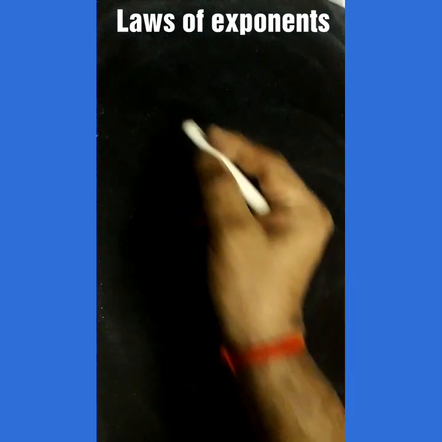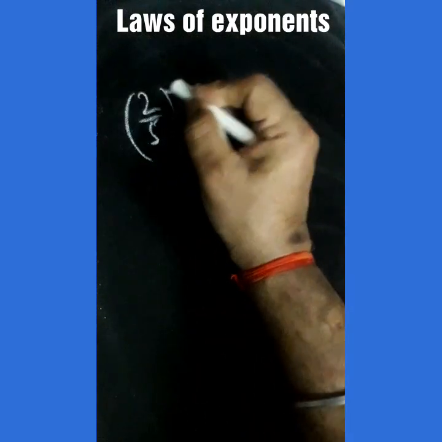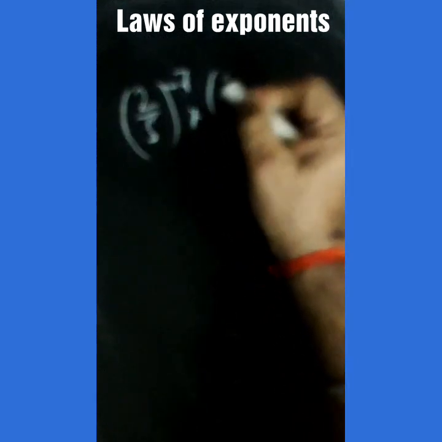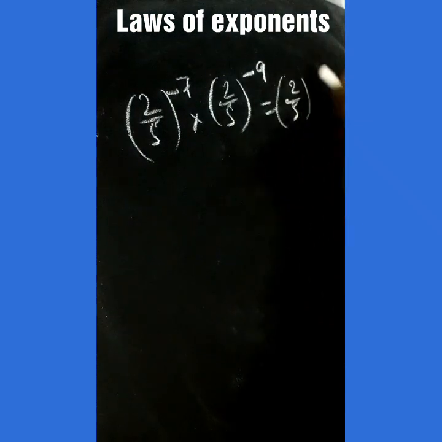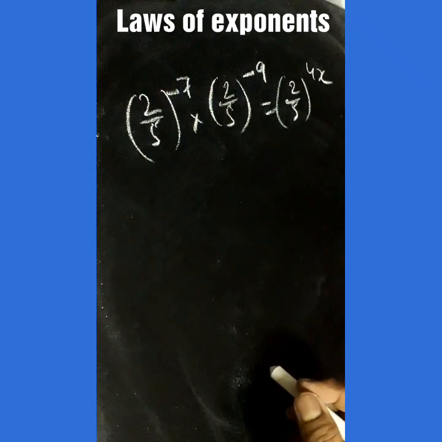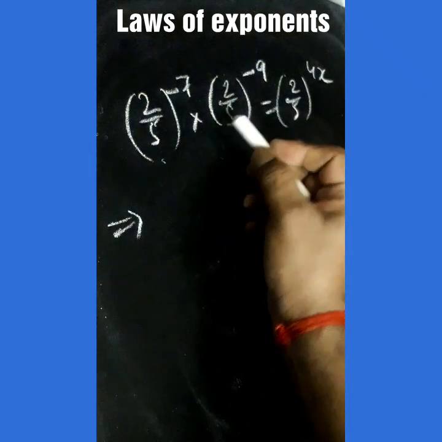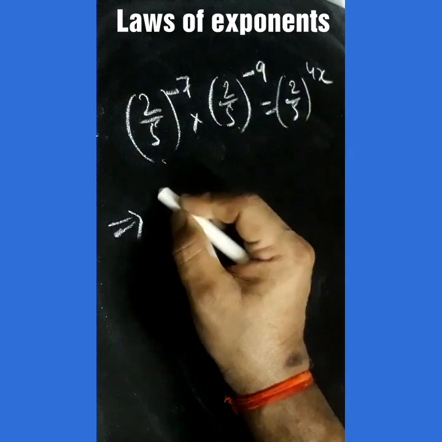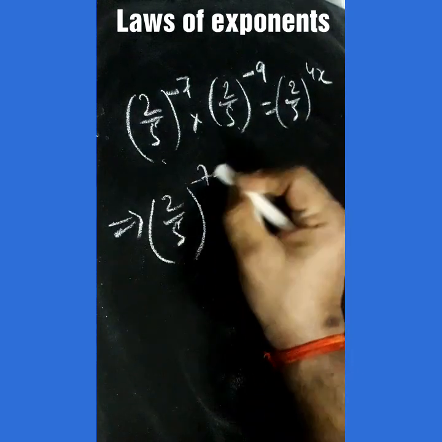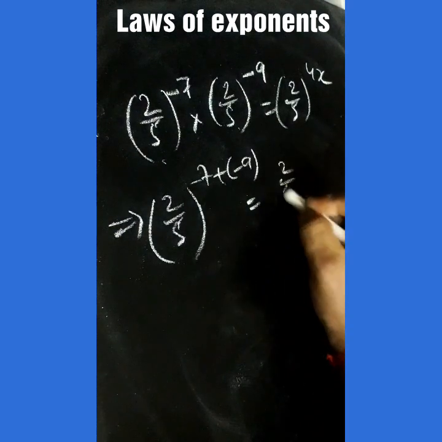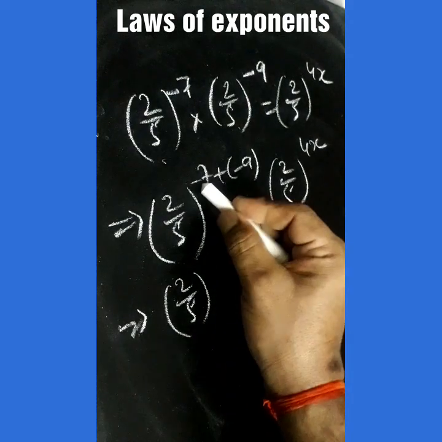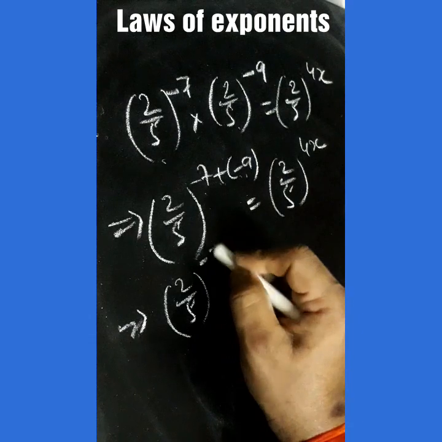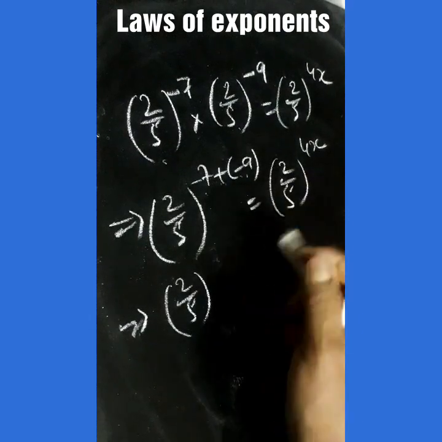Now we are going to find the value of x using the laws. Suppose we have (2/5) raised to the power minus 7 into (2/5) raised to the power minus 9 is equal to (2/5) raised to the power 4x. Now same bases, sign multiplication here, powers will be added. (2/5) raised to the power minus 7 plus minus 9 is equal to (2/5) raised to the power 4x.